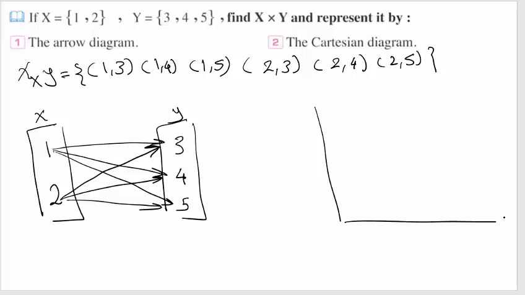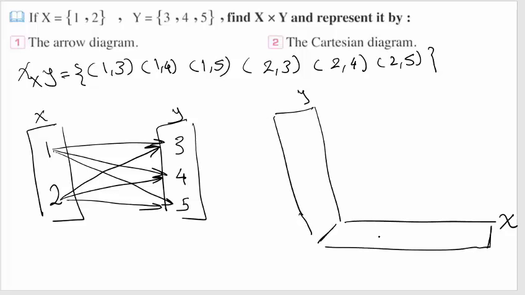First, we started with x, so x will be the horizontal line, and then y, which is the vertical line. Then we will do x has only 1 and 2. Y has only 3 and 4 and 5. 1 once with 3, with 4, with 5, 2 once with 3, with 4, with 5.